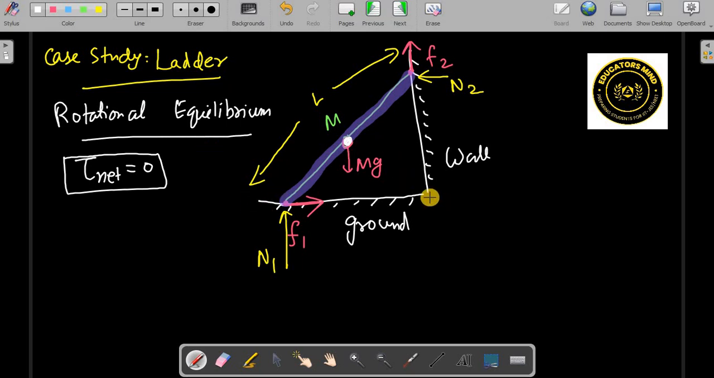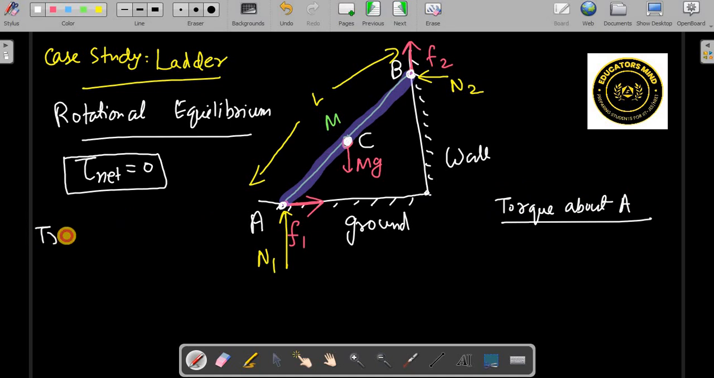So here you can consider any point and try to calculate torque. There are so many points, and it is balanced about all the points. So let us consider this point as point A, this point as point B, and this point as point C, or center of mass. So let's calculate torque about A.